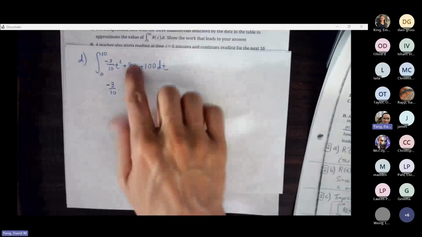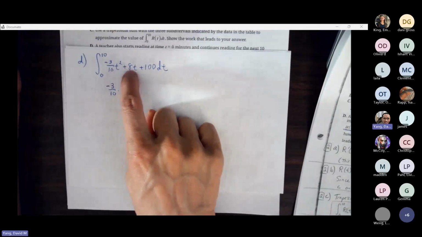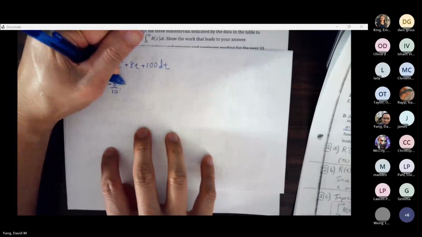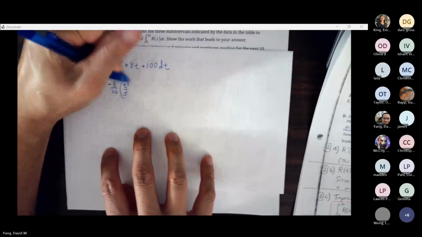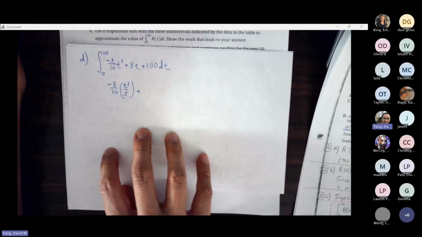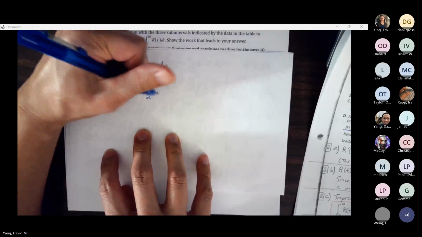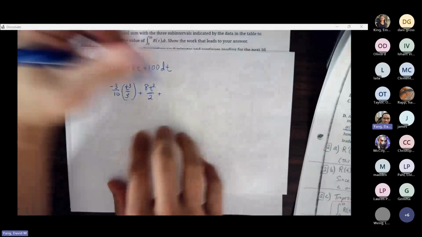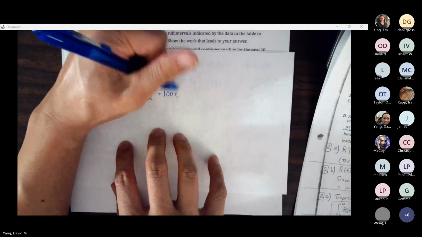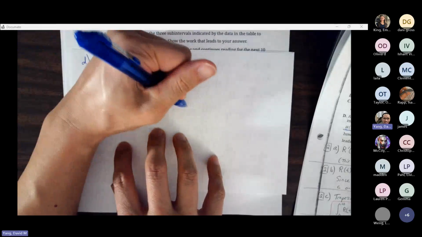Power rule: remember, you're increasing your degree by 1. 8t becomes 8t squared over 2. 100 is a constant, so it becomes 100t. And then you're ready for your bounds.